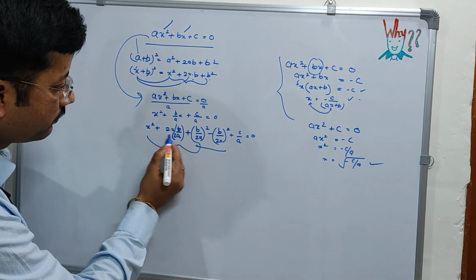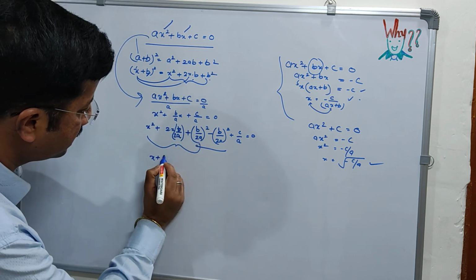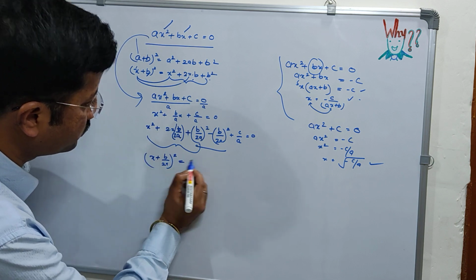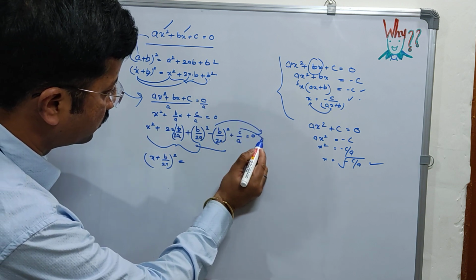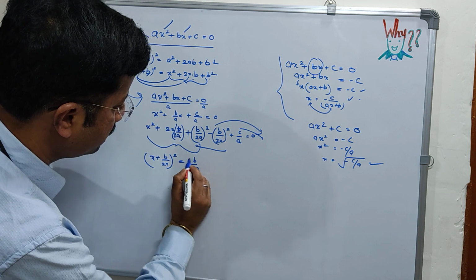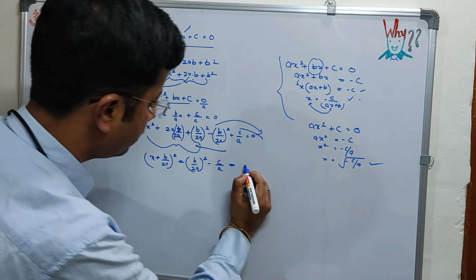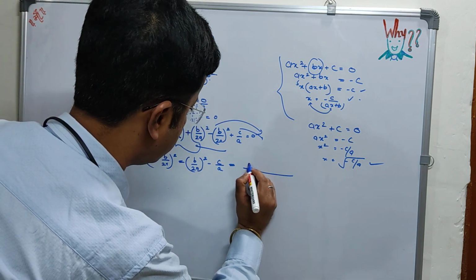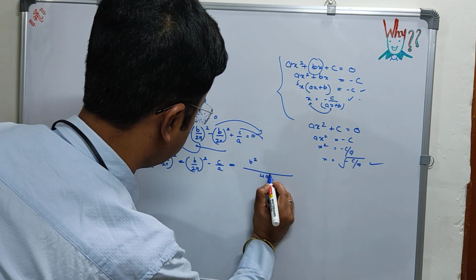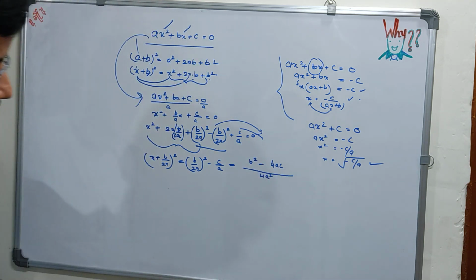Now a square plus 2ab plus b square can be written as x plus b upon 2a, whole square equals to, this will go to that side. This will become minus, this will be plus. That is b upon 2a whole square minus c upon a. This can further be simplified like b square by 4a square minus 4ac.